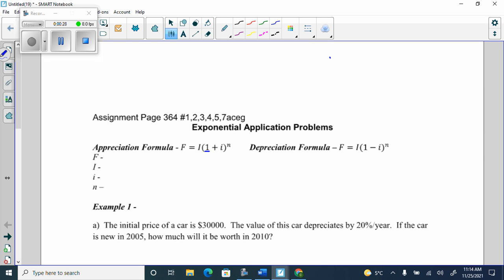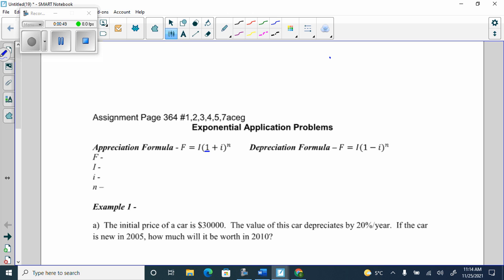Now, if I'm growing, I'm going to add the interest rate to 100%, correct? And there'll be 100 and something percent. Then you know you're growing, correct? And if you're depreciating, it's going to be 1 minus the interest because it's 100% minus what you're decaying by. However far you are from 1 is how much you're growing by or decaying by.